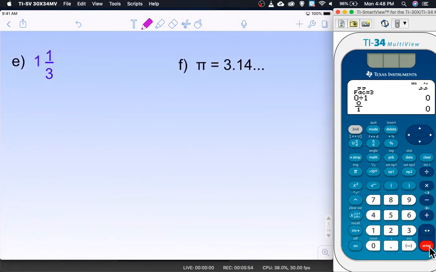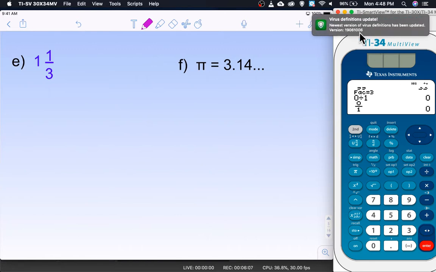Letter E, I want you to think about it. I want you to try it. Can you write that as a fraction? Hint, hint: right now it's not a fraction, it's a mixed number. Is it possible to write that as a fraction? Pause the video, try it. When you're ready to continue, hit play, and we'll do it together.